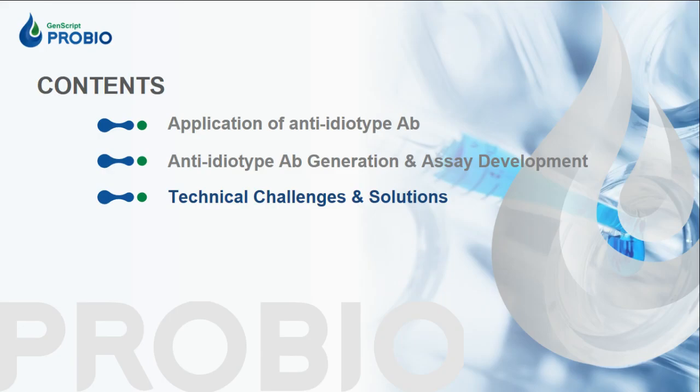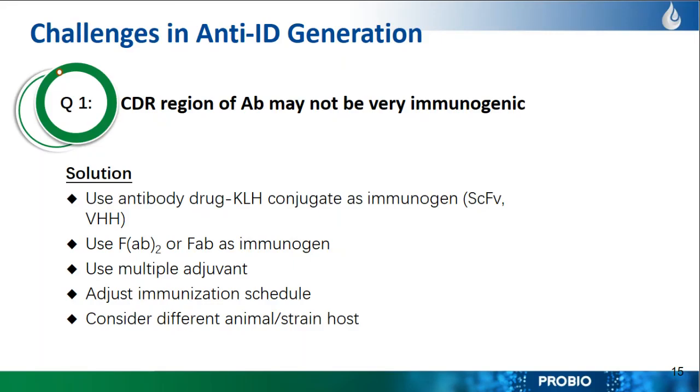For the last part, we will discuss some of the technical challenges during the generation of anti-ID antibodies. First of all, the variable regions may not be immunogenic, and the constant regions take a large part of the antibody drug. As a result, only a small portion of the antibodies are actually anti-idiotype. For the immunogenicity issues, we may conjugate carrier proteins such as KLH or BSA to enhance the immune response for the smaller drugs like scFv or nanobodies.